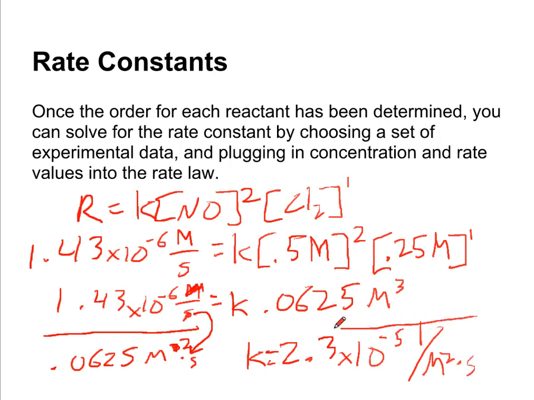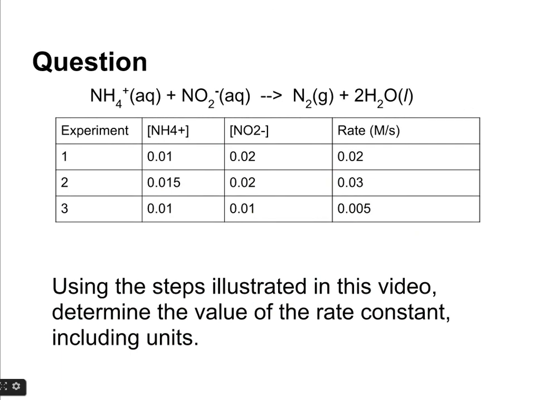So like I said, you need to be very careful with your math when you're solving for the units for the rate constant. Your question for this section, using the steps illustrated in this video, determine the value of the rate constant including units. That means you have to write the rate law, determine the orders for each reactant, and then go back and solve for K, the rate constant.